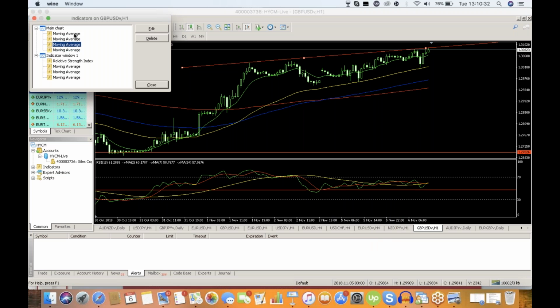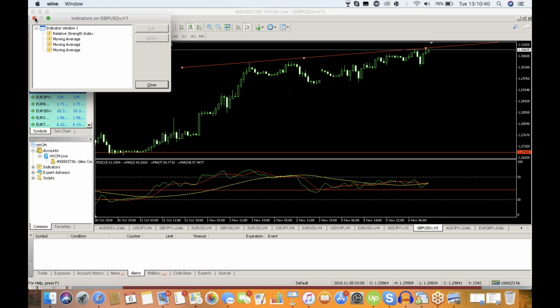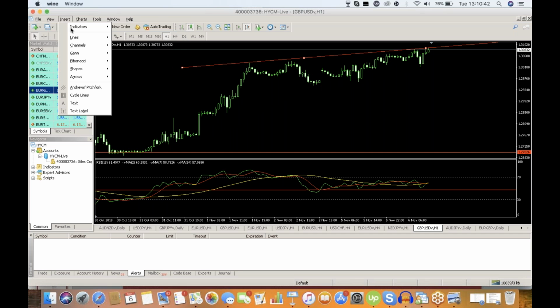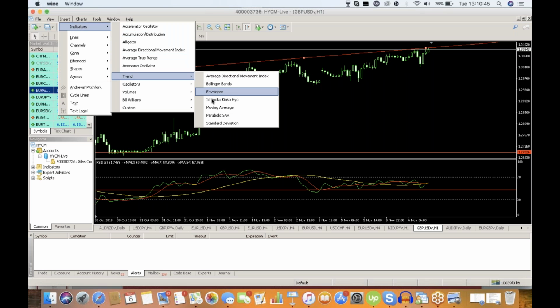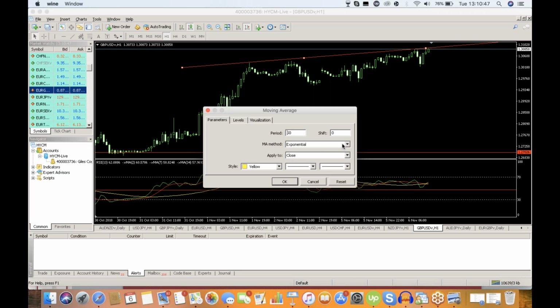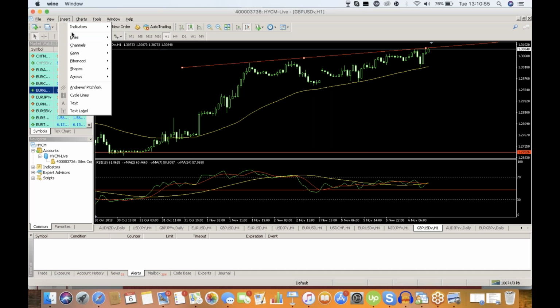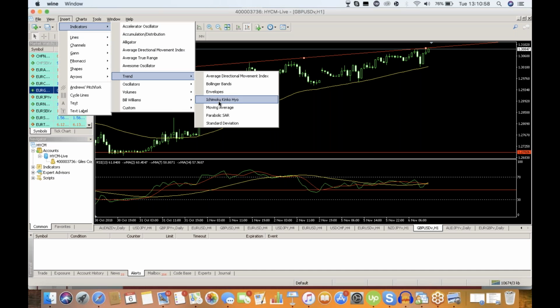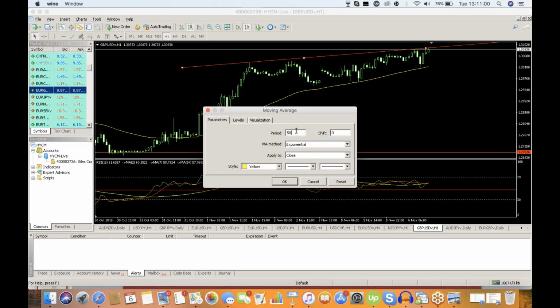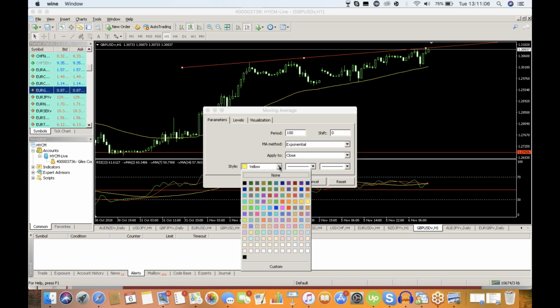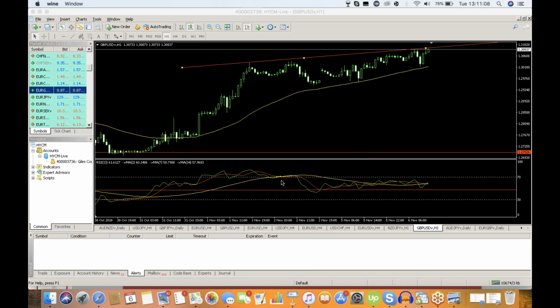We'll get rid of them all, and we'll put them all back on. Okay. So insert, indicators, trend, moving average, 50, exponential moving average, applying to the close. There we go. And then we go insert, indicators, trend, moving average, and now we have the 100 moving average, and it's the exponential moving average, and I'm going to put that color red.